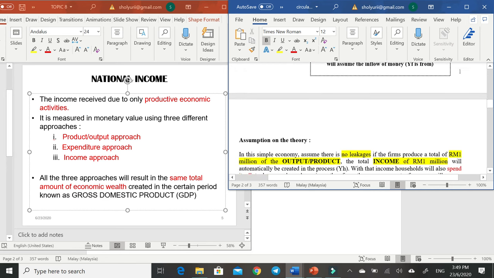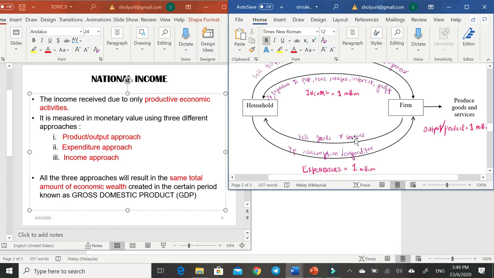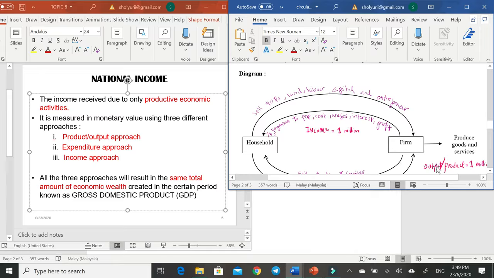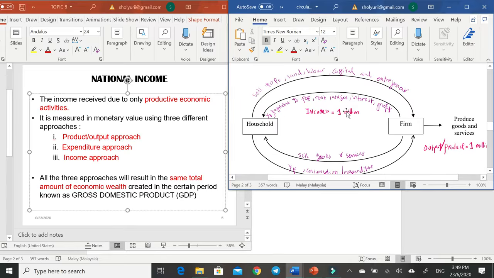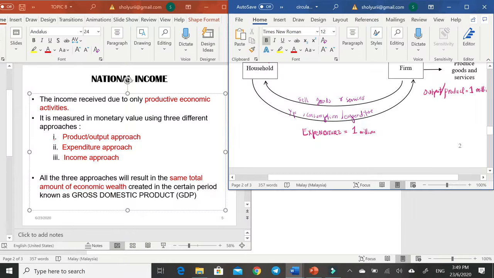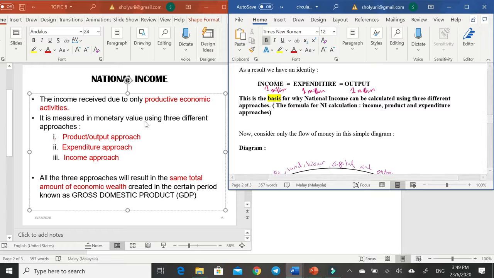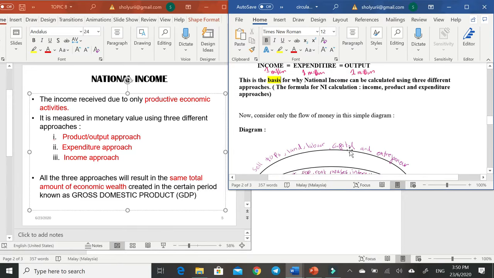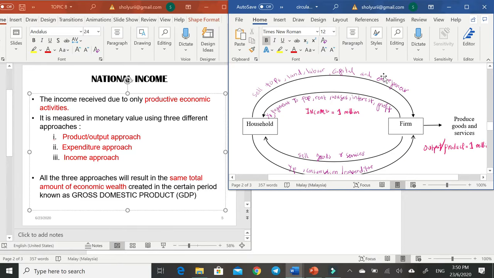Because of this, kita assume there is no leakage. So penghasilan dia, kalau jual factors of production bernilai 1 juta, output akan terhasil 1 juta. Pendapatan pun yang tercipta adalah 1 juta, dan pendapatan itu sama bersamaan dengan pembelanjaan, which is 1 million. So these 3 approach akan membawa kepada jawapan yang sama. Okay, hopefully you are okay with that.